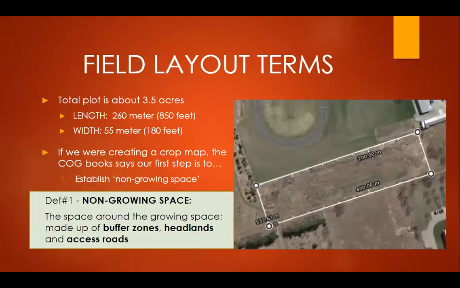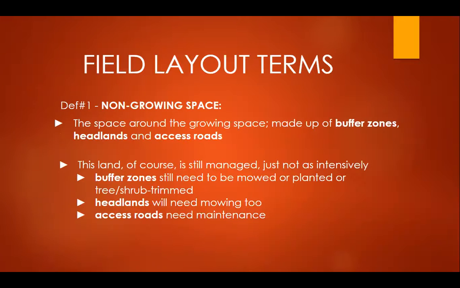So here we are with definition number 1. We're going to talk about non-growing space. And non-growing space is made up of 3 things. We're talking about the buffer zones, the headlands, and the access roads. So this is all the space around the growing space, and it is going to be made up of buffer zones, headlands, and access roads.